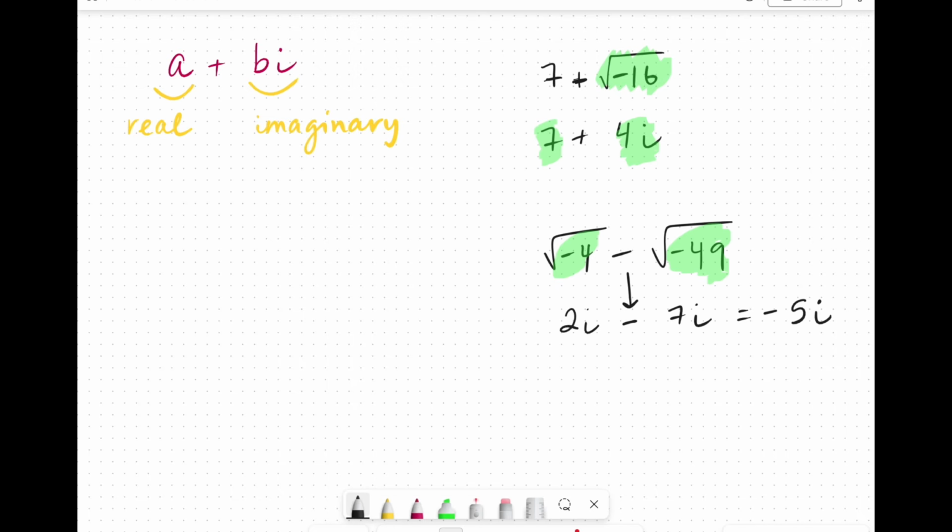When it comes to complex numbers, you can perform the exact same operations on those as you would on real numbers. Those include addition, subtraction, multiplication, and division of complex numbers. So let's go ahead and look at the addition example.